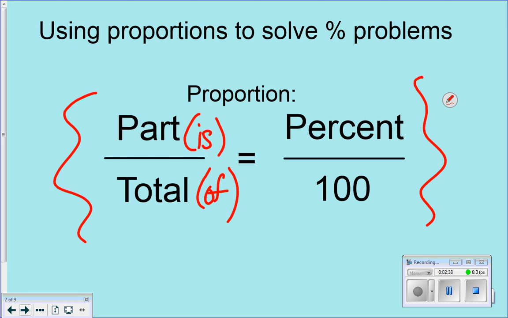Now I'm going to show you 2 different ways to solve these percent problems. And today is all about the proportion way. Then next time will be all the equation way. And then after that, you can determine which way you like the best. It's up to you. I want you to find a way you like and stick with it because it makes your life a lot easier then. So today is all about how to solve them using proportions.